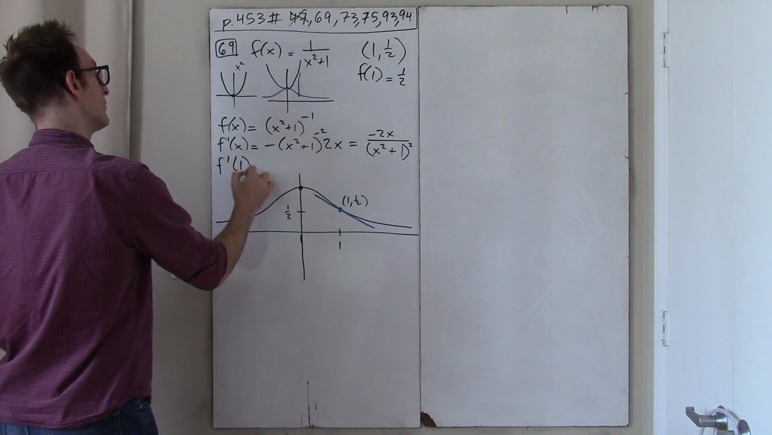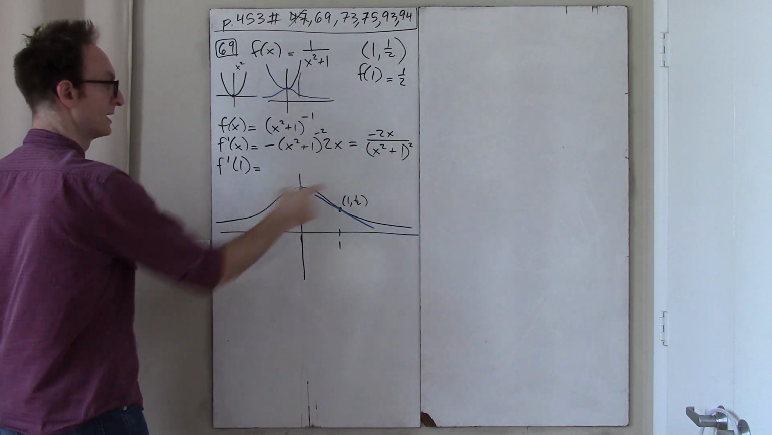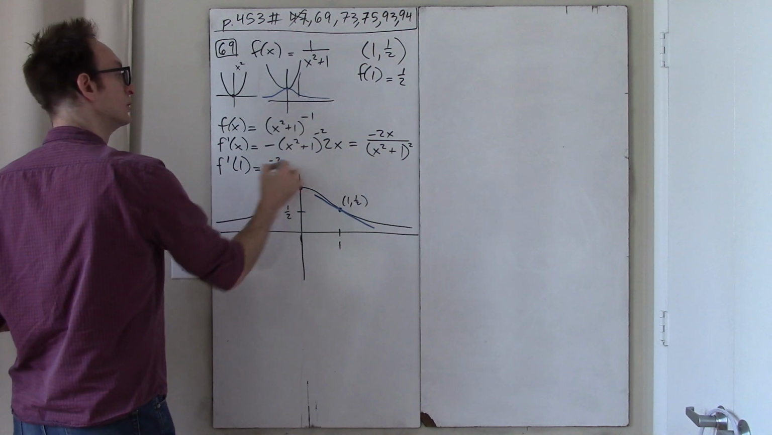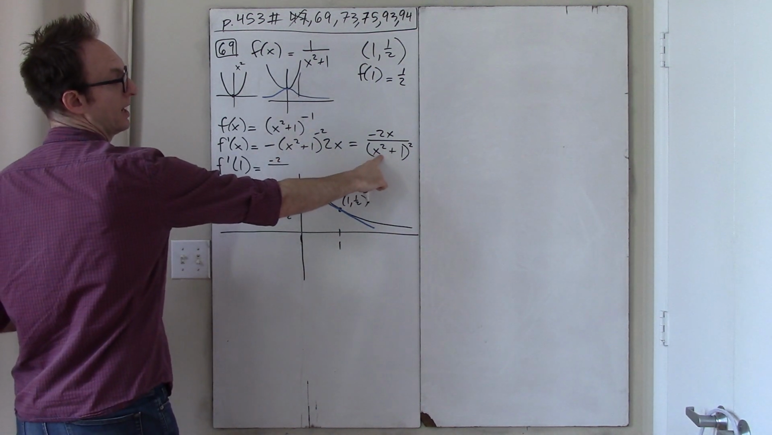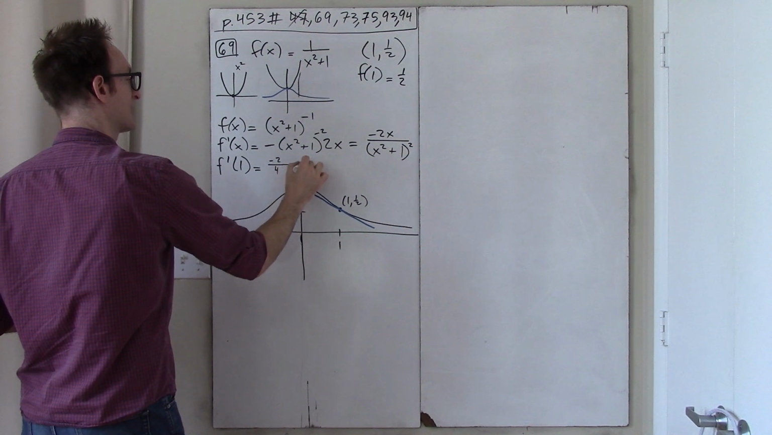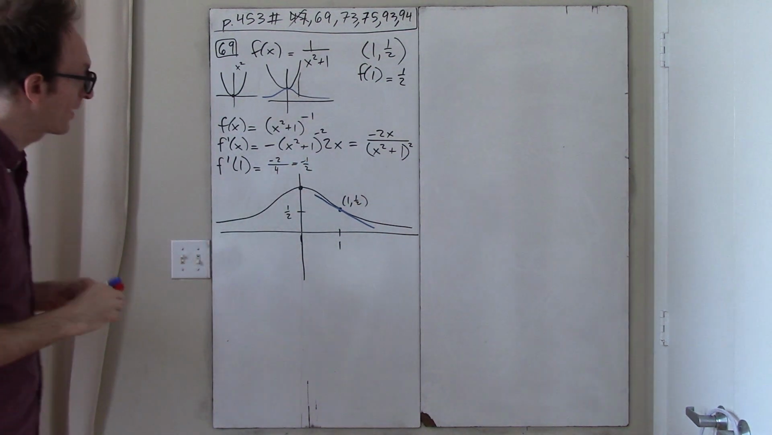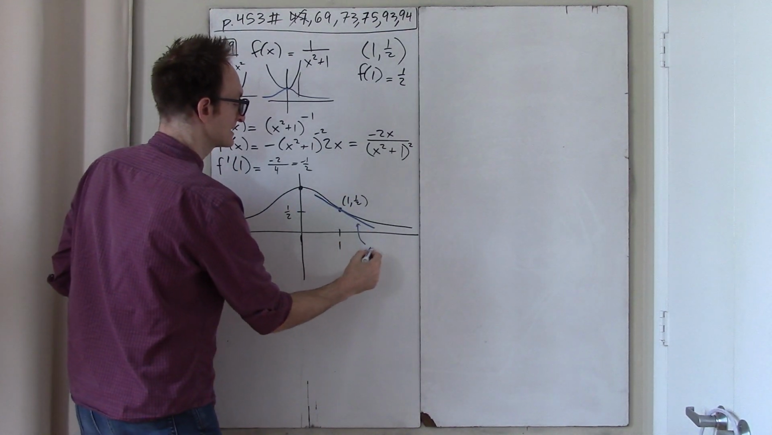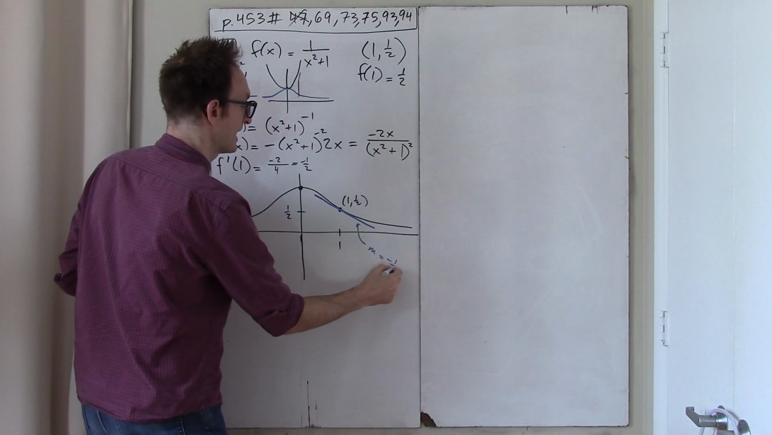Okay, so if that's the formula in general for the derivative, what is the derivative specifically at 1? Well, I now plug 1 into my formula, and I get negative 2 over 2 squared, which is 4, so this is negative 1/2. Okay, so what have I just learned? I've just learned that this blue line has slope equal to negative 1/2.